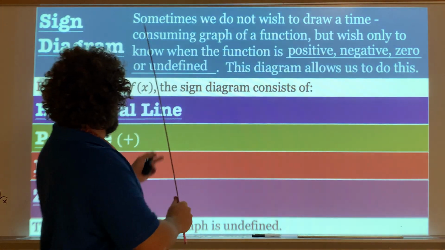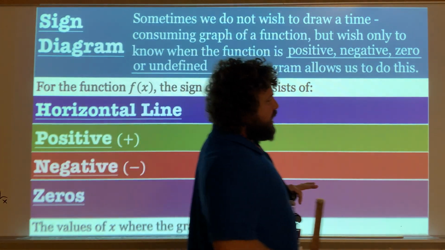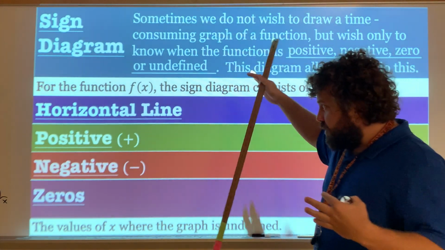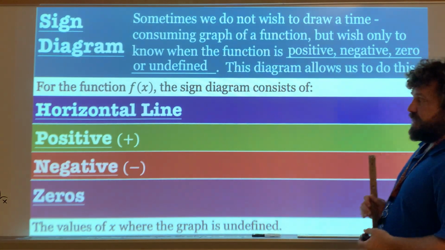All right, so for the function f of x, the sine diagram consists of the following four things. Every sine diagram has the same parts. Not all of these are in there, but these are the only parts you would see in a sine diagram.